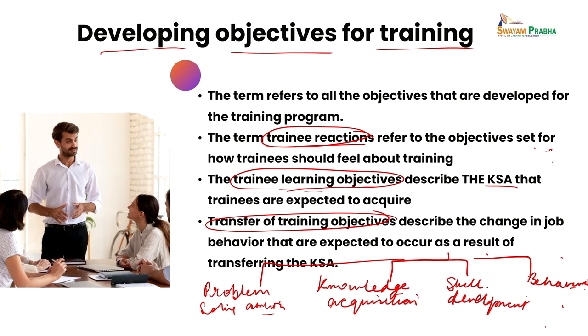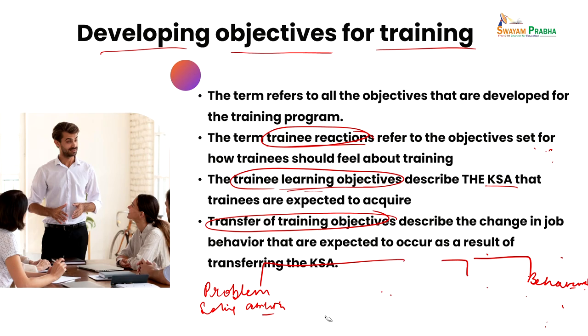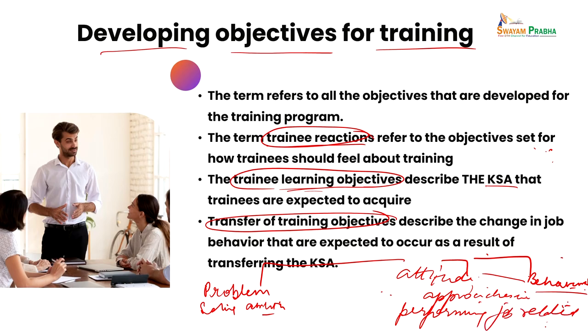The objectives should focus on trainees' acquisition of factual knowledge. Have they been able to understand new information, concepts, principles, maybe theories relevant to their tasks and roles? Are they able to relate to it better? Then it's about skill development: trainees' development of practical skills, techniques, procedures, and methods required to perform tasks effectively. Then after that, behavioral changes: trainees' demonstration of the desired behaviors, in the form of attitude and approaches, in performing job related tasks is again an important concern.